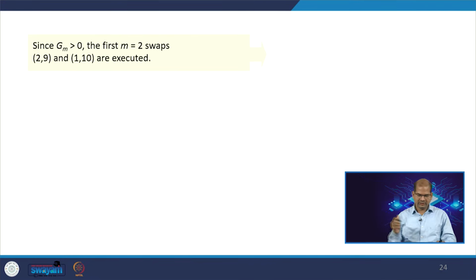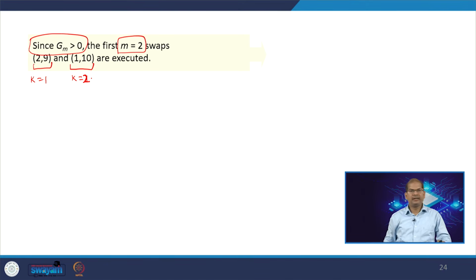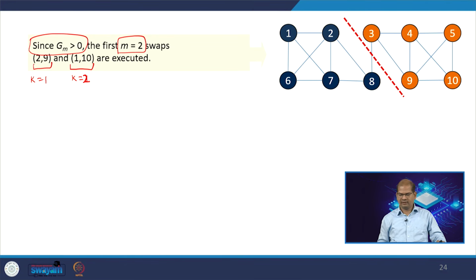So, if you can see here, my GM is greater than 0 at m equal to 2, because in the first 2 swaps I am getting the best result. So, in k equals to 1, the 2 and 9 nodes are interchanged or swapped, and in k equals to 2, my 1 and 10 nodes are swapped. So, this is my final partition after pass 1.